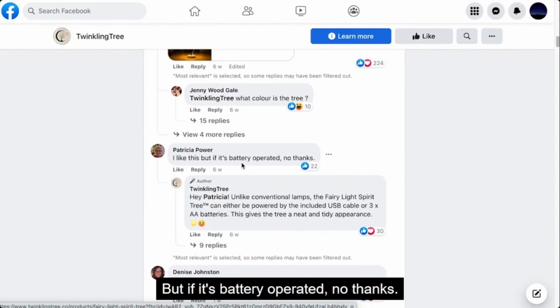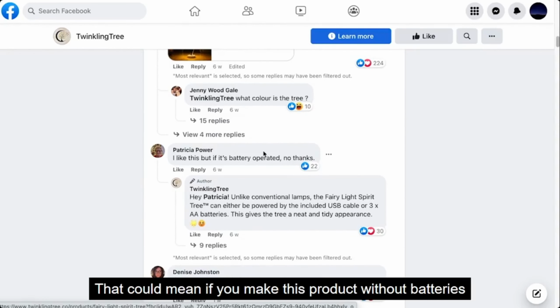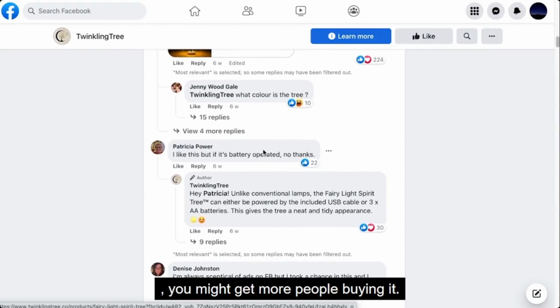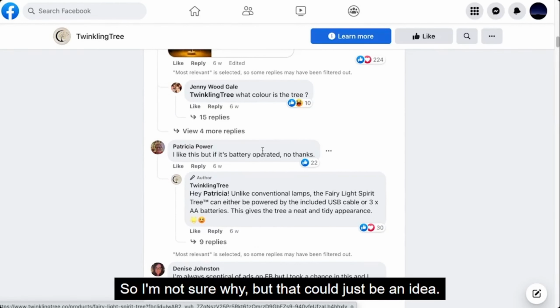I like this, but if it's battery operated, no thanks. So that could mean if you make this product without batteries, you might get more people buying it. So I'm not sure why, but that could just be an idea.